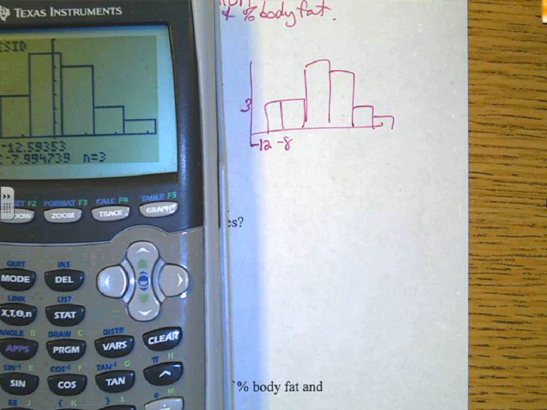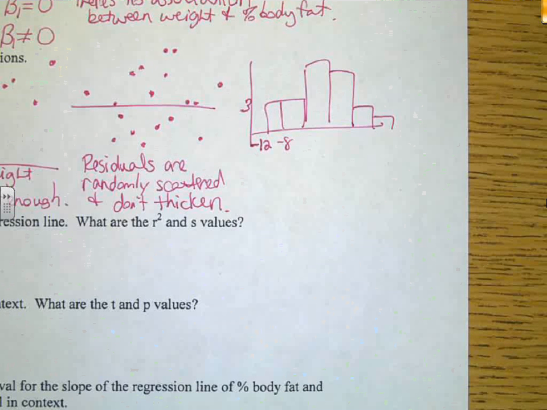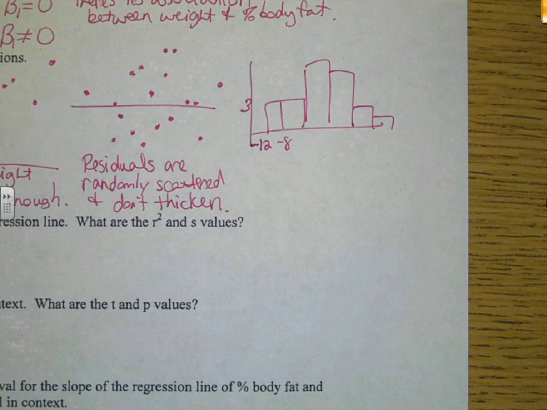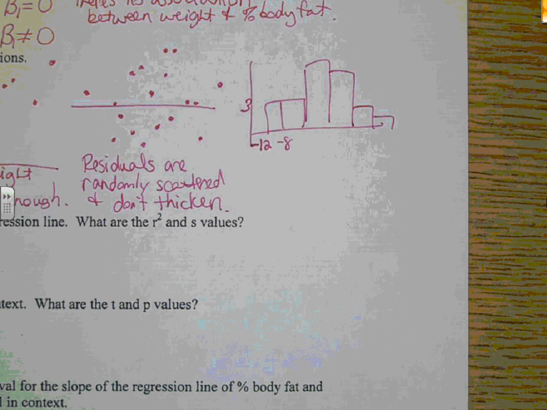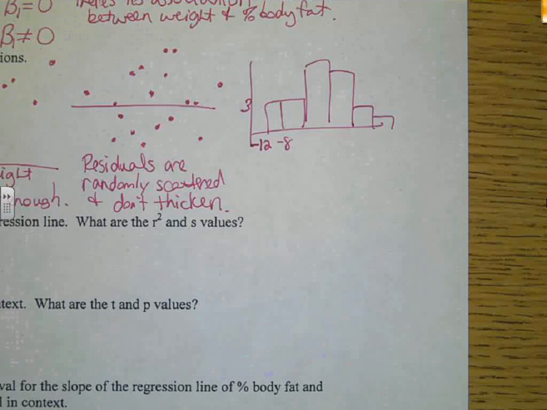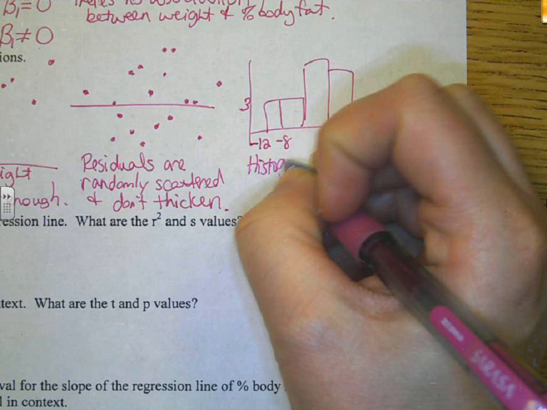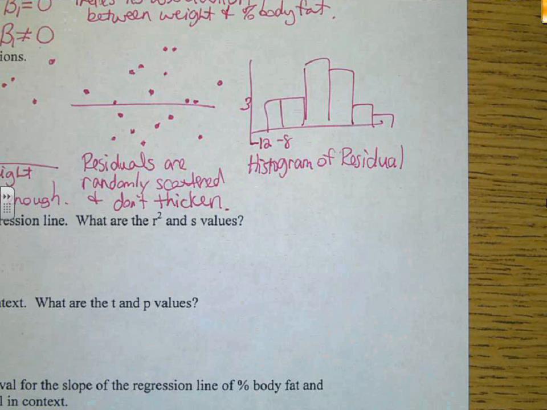So what's supposed to be true about the histogram? It's supposed to be approximately normal, or unimodal and symmetric. Is this one pretty good? Unimodal, somewhat symmetric. On the residual plot there's no scaling to it, but the histogram, right.